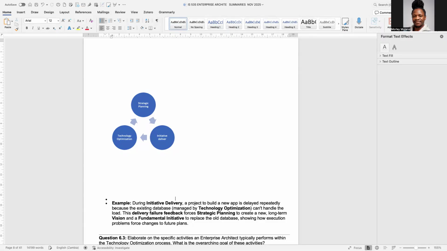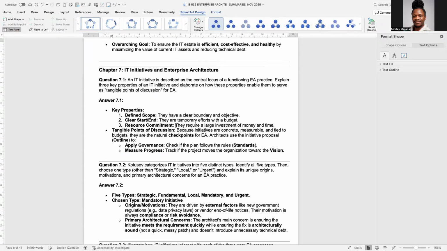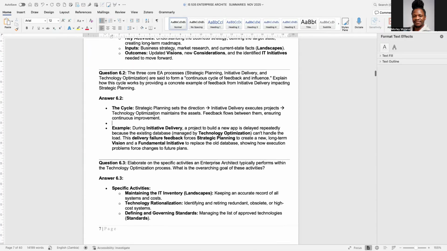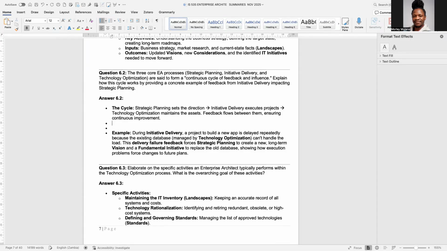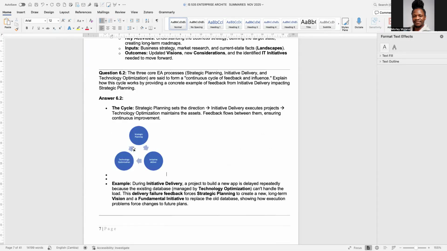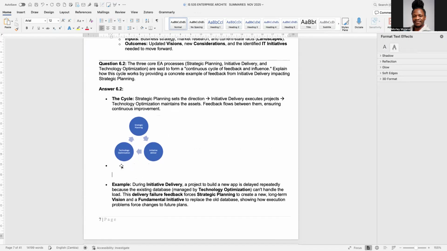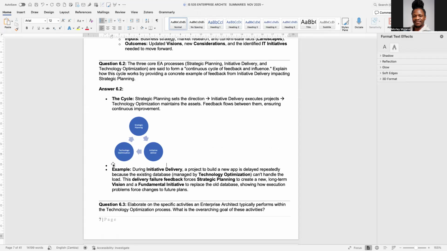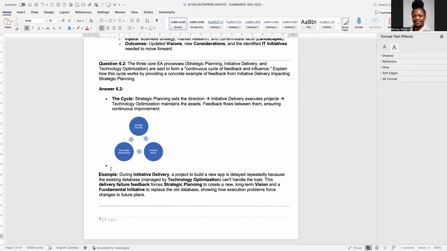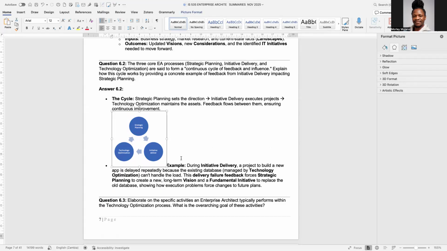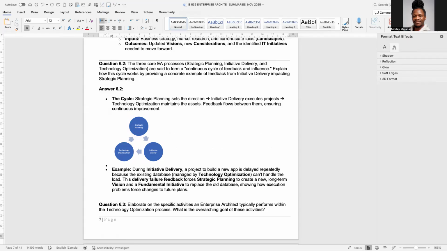Yeah. So the cycle is strategic planning, initiative delivery, and really technology optimization. So this is the cycle that I'm trying to emphasize. So I hope we should be able to remember this in the test. Pretty straightforward. Apologies, it took a bit of time to really draw, but yeah, that's what we have here. All right.